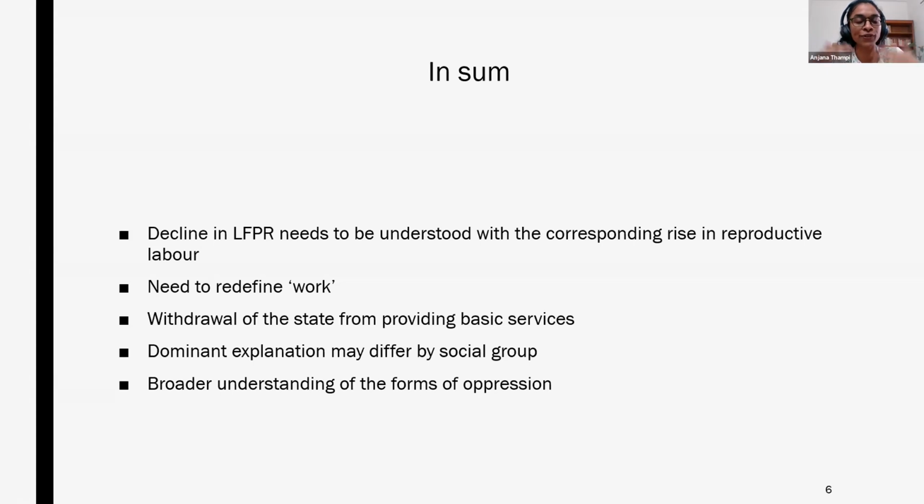So to summarize these points, often the decline in LFPR is not really seen along with that corresponding rise in reproductive labor, but there's a striking need to try and understand them together, and a need to redefine work itself, but also within that context of the withdrawal of the state from providing basic services. And to add to that, the dominant explanation may itself differ by the social group and the identity of the females. So this overall pattern and the understanding of that would be enhanced by understanding the forms of oppression that are in place. Thank you.